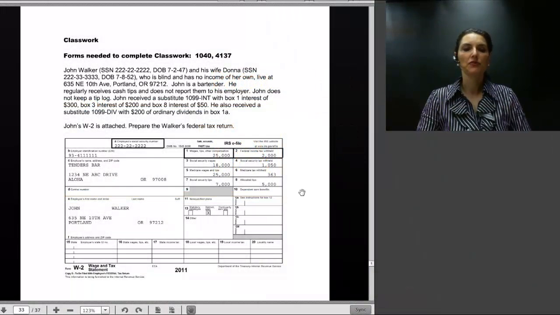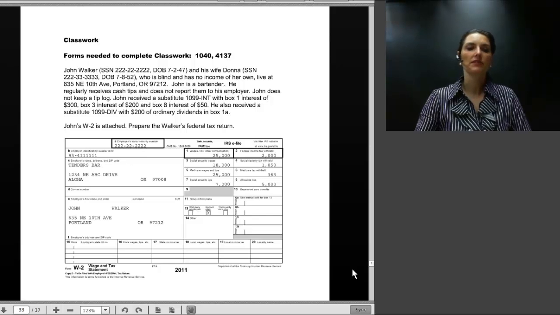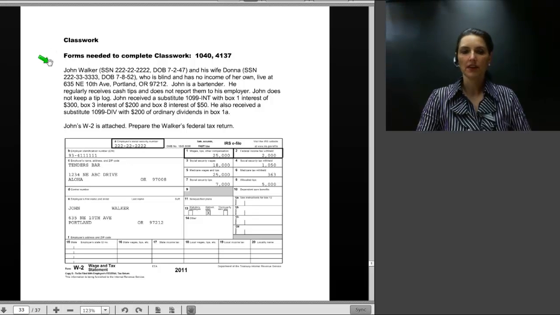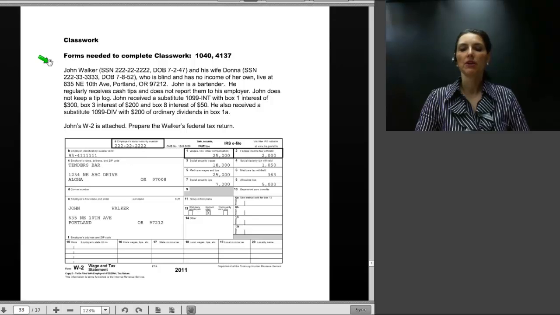Please flip to page 33 of your Session 3 student manual to the classwork assignment that involves preparation of a tax return for John Walker and his wife, Donna. John Walker and his wife, Donna, live together. Donna is blind and has no income of her own. John is a bartender. He regularly receives cash tips and does not report them to his employer, as he should. John does not keep up a tip log, as he should.